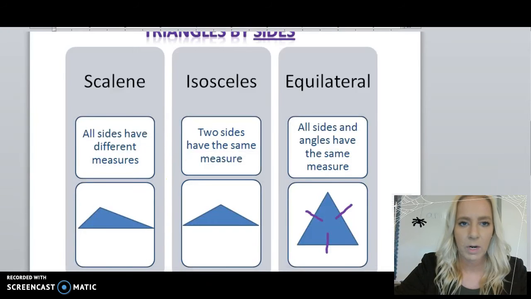So on our graphic organizer, we're going to mark our isosceles triangle where two sides have the same measure. So in this case, this side and this side have the same measure. And then we're going to use two slash marks to indicate this side is not the same as these two lengths.